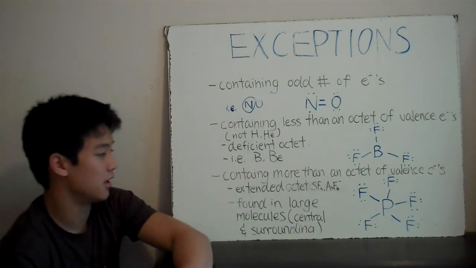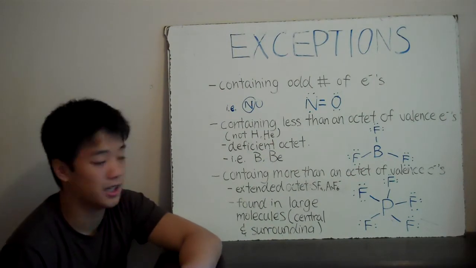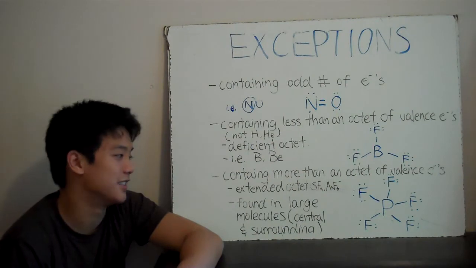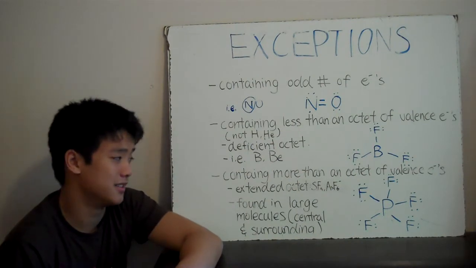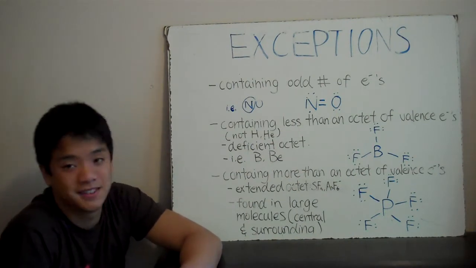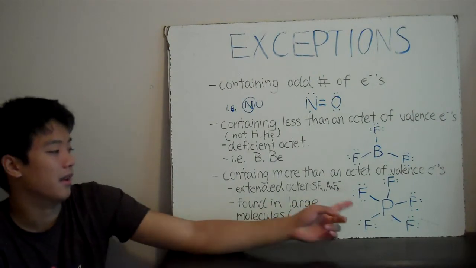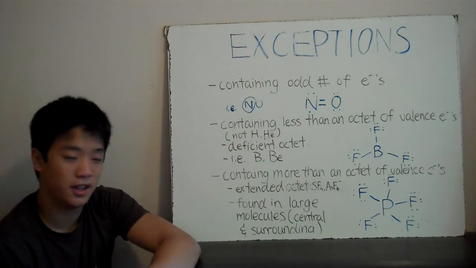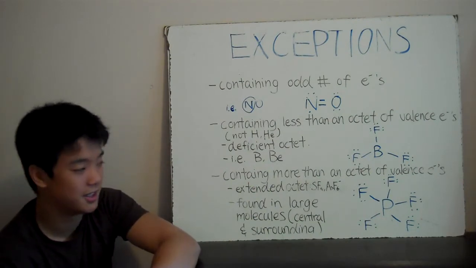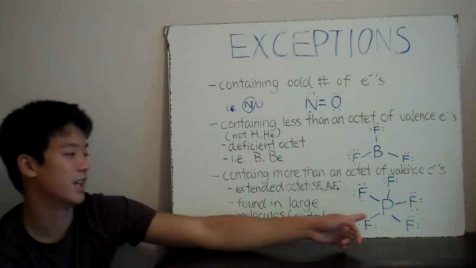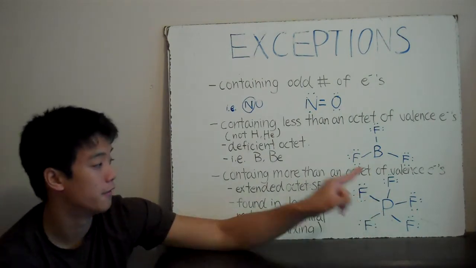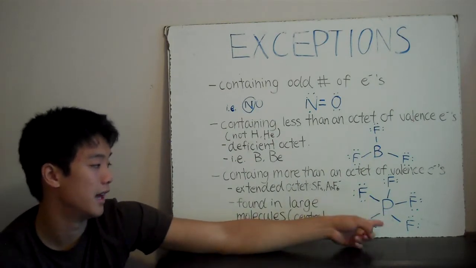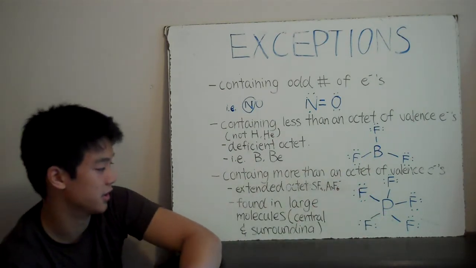The final exception to the octet rule is found in molecules that contain more than an octet of valence electrons. That is called an extended octet. It's found in molecules such as SF4, AsF6-, and as you can see in this PF5 molecule over here, you'll have 10 valence electrons because the phosphorus central atom is bonded to 5 fluorine atoms, giving you a total of 5 single bonds that gives you 10 valence electrons.